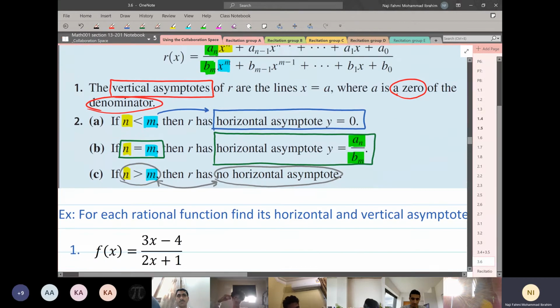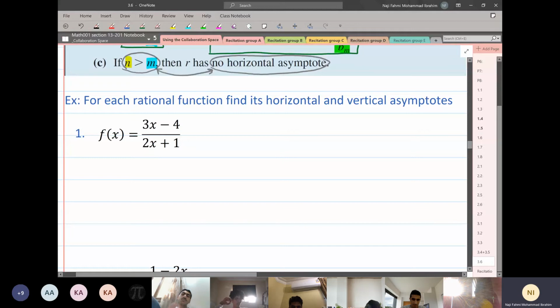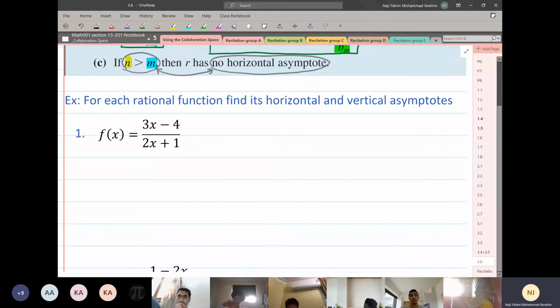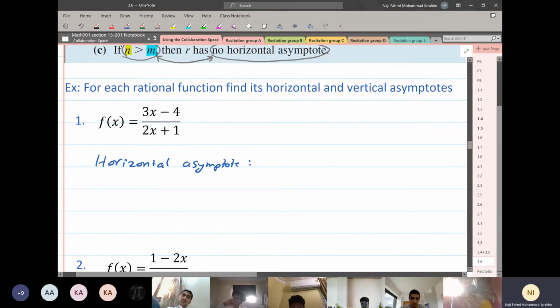Let's take an example to understand this rule. Let's read this one. What does it say? For each rational function, find its horizontal and vertical asymptotes. I will start with the horizontal asymptote now. Now we need to answer this question: which degree is larger, the numerator or the denominator, or are they equal?